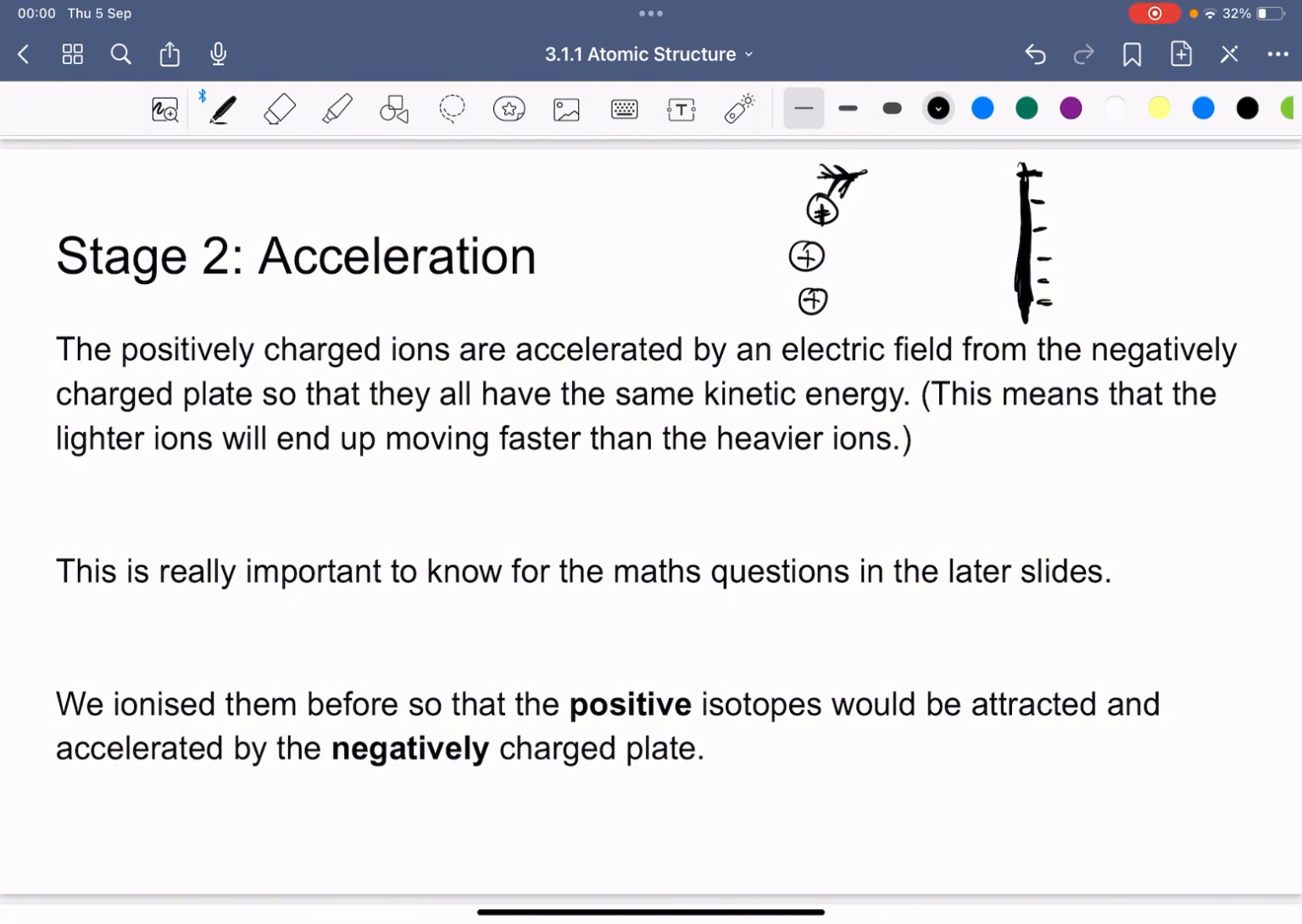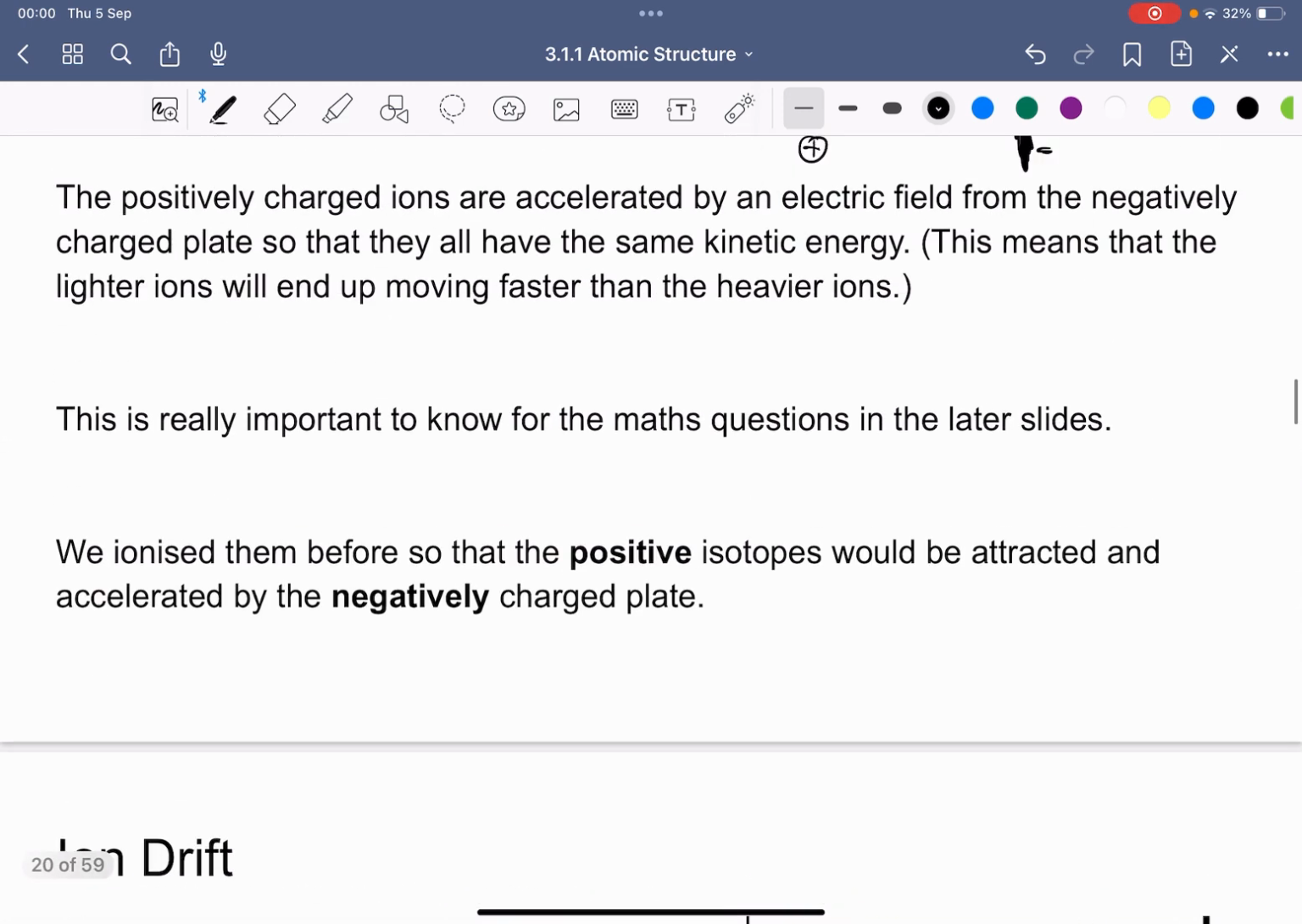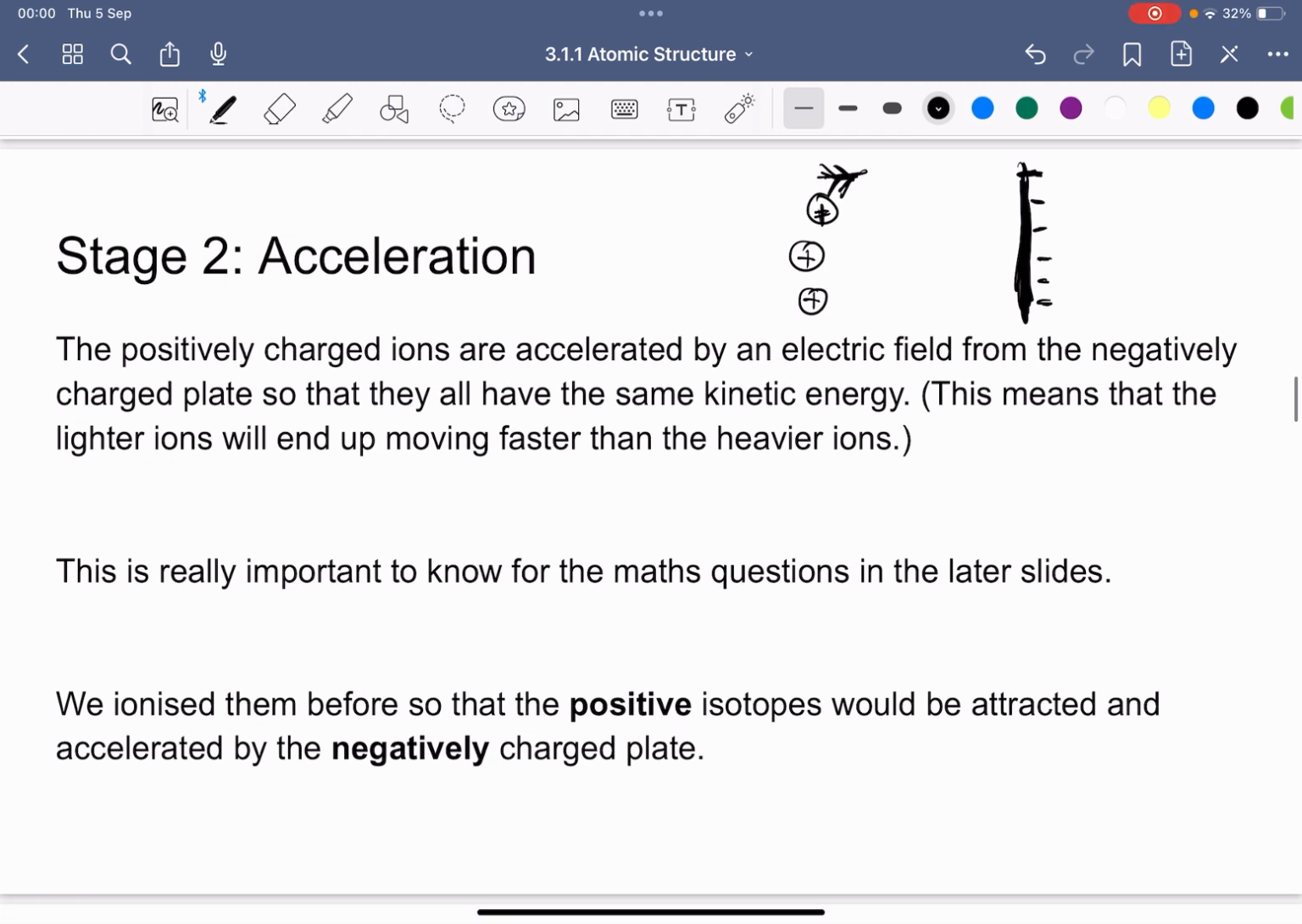And now all of them have the same kinetic energy. That's all that means. And if you think about it logically, if you push two different balls with the same force, the lighter one will move faster. Okay, same thing here. The lighter ones will move faster.